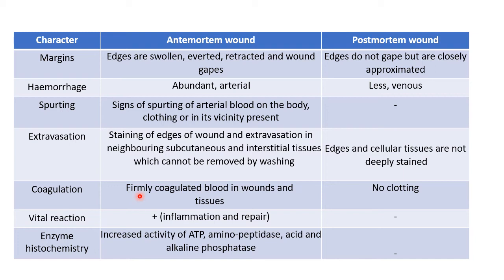In case of antemortem wound, there will be firmly coagulated blood in wounds and tissues, whereas clotting will be absent in case of postmortem wound. Signs of vital reaction will be present in case of antemortem wound, that is, there will be signs of inflammation and repair, whereas in case of postmortem wound, vital reaction will be absent. Coming to enzyme histochemistry, there will be increased activity of ATP, aminopeptidase, acid and alkaline phosphatase in case of antemortem wound, whereas these enzymes will be absent in case of postmortem wound.